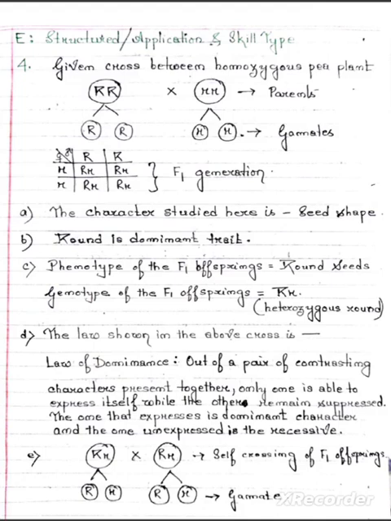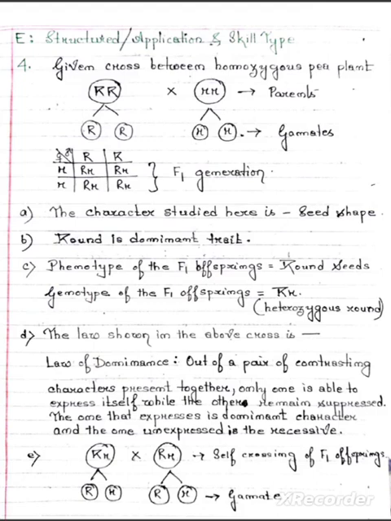Under this, the first question is, which character of seed is studied in the experiment? So the answer is, the character studied here is the seed shape. The next question is, which of the above two traits is dominant? So out of round and wrinkled, the round trait is the dominant one.